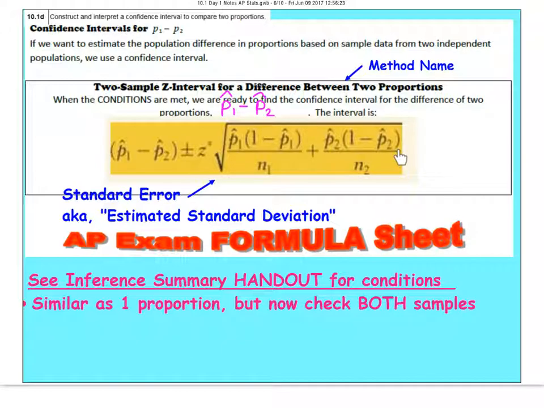The standard deviation reflects increased variability. So to combine the two, you add the variances and then take the square root. This is considered to be the standard error, or you may hear it referred to as the estimated standard error. And this information will be found on the AP formula sheet.